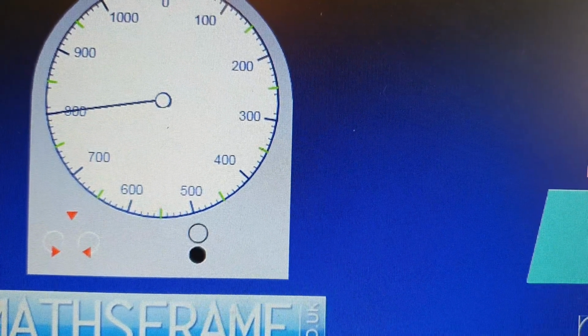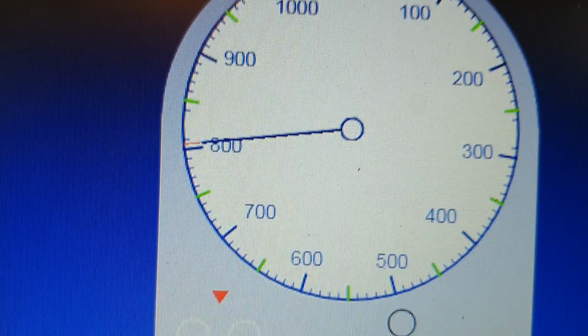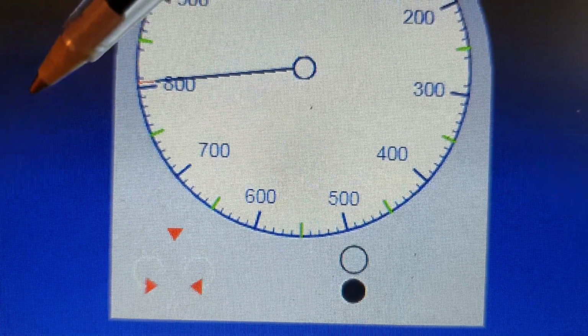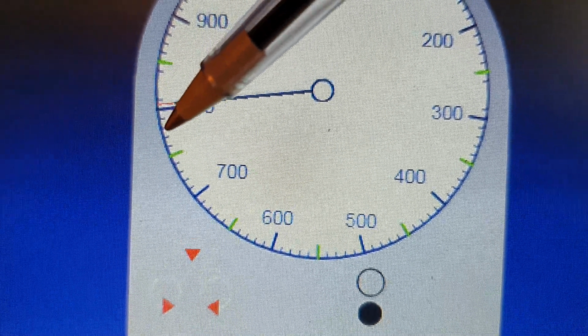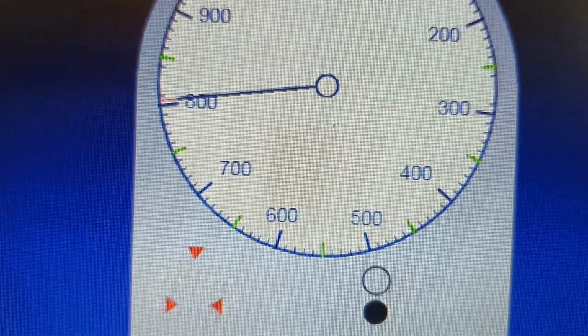Now, let me add some more weight. What would that be? That's a bit different, isn't it? You can actually see it's halfway in between 800 and 810. So what would that be? That'd be 805.